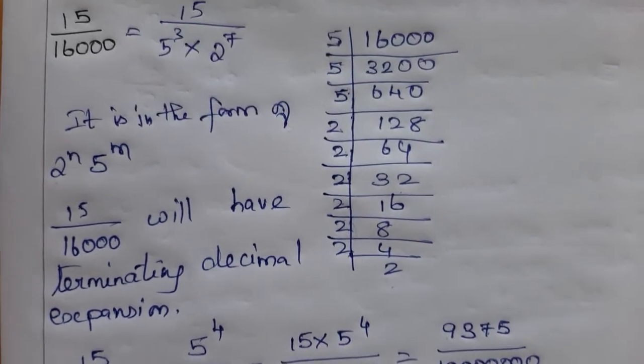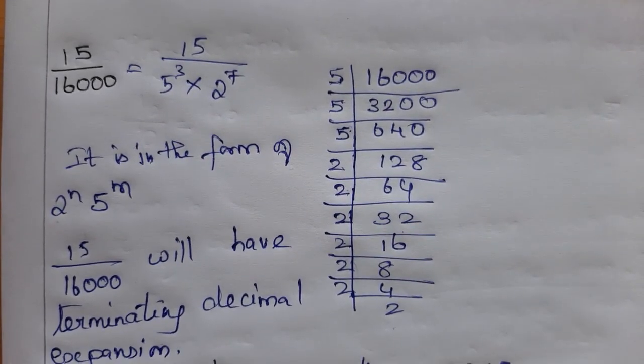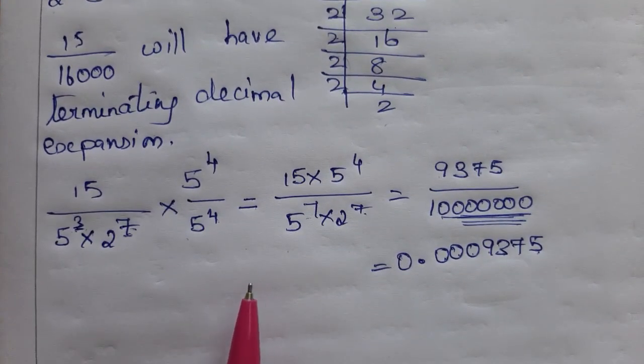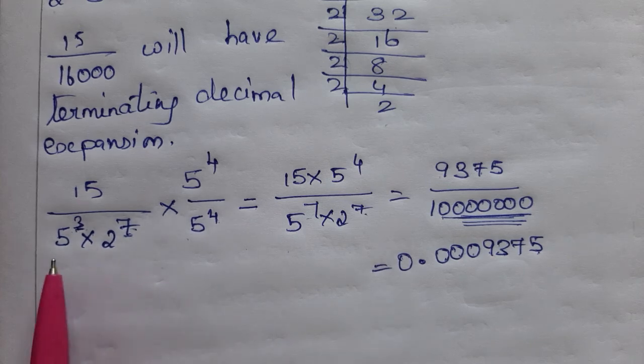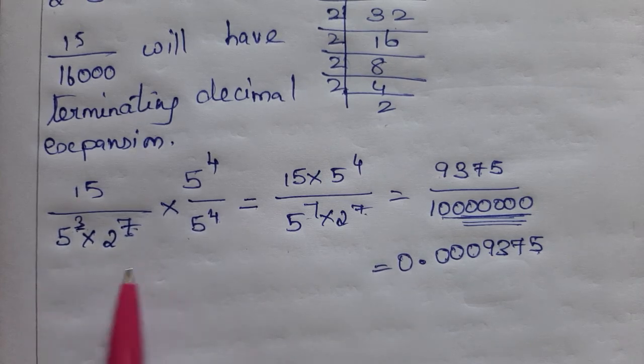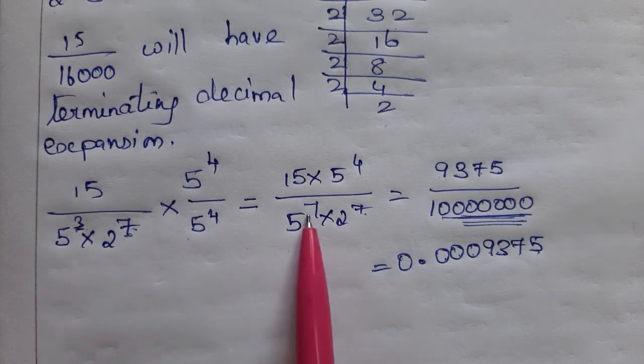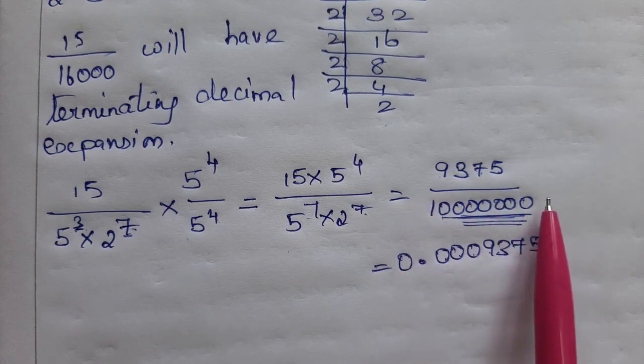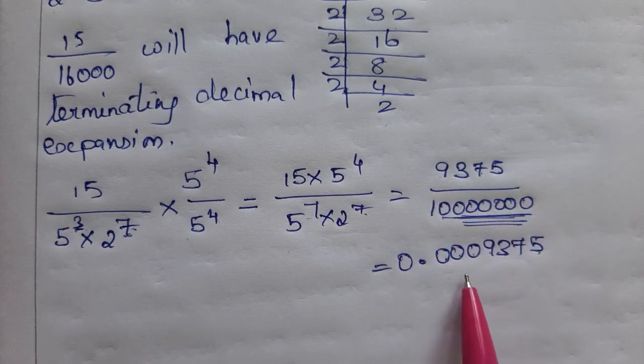Clear? Just with the prime factorization we are finding whether the denominator is in the form of 2 power n 5 power m. If yes, we find the decimal expansion without doing normal division. We just convert the denominator into the form where the exponents of 2 and 5 are the same. Then we get numbers like 10, 100, 1000, and it is easy to form a decimal. Thank you.